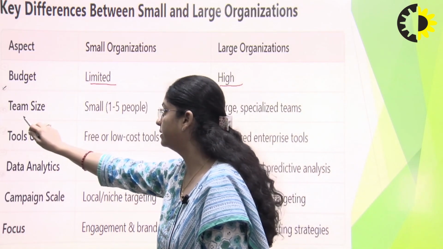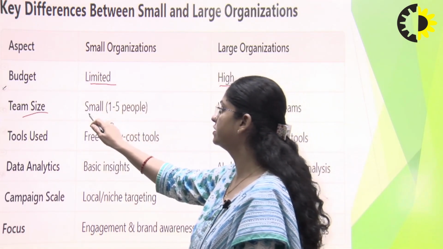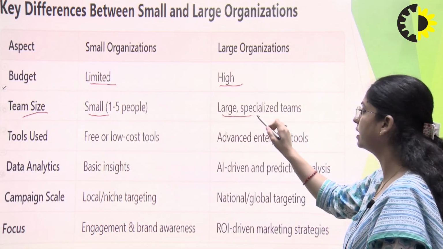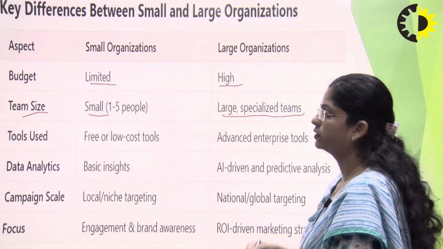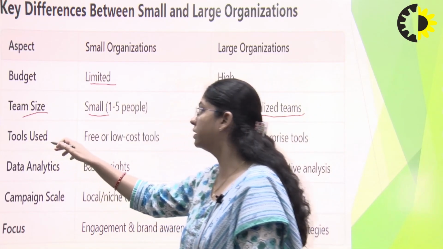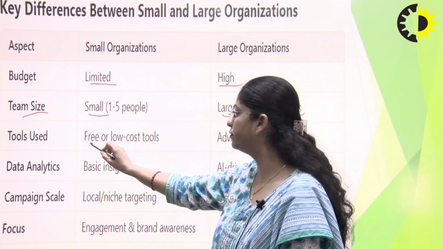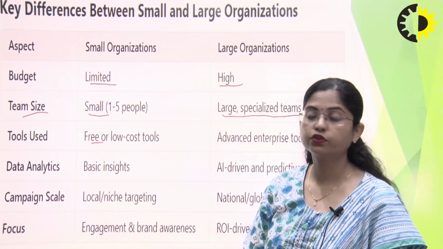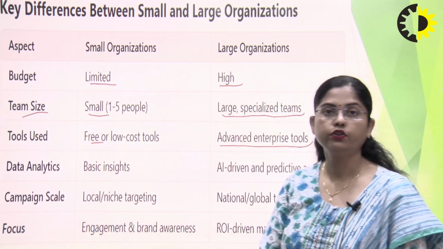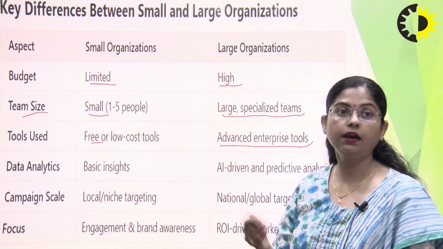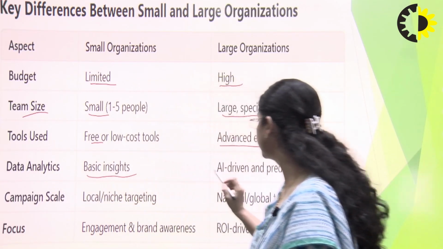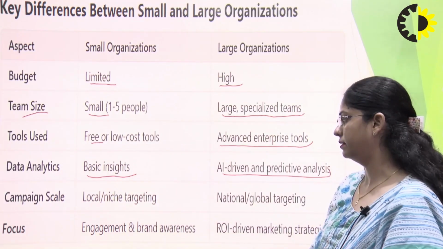Next, team size. In a small organization, the size is small, 1 to 5 people. In a large organization, there are many people, a large specialized team. Next, tools used. The tools used in a small organization are free or low cost tools. In a large organization, advanced and enterprise tools are used for social media analytics. And next, data analytics: basic insights versus AI driven and predictive analysis.